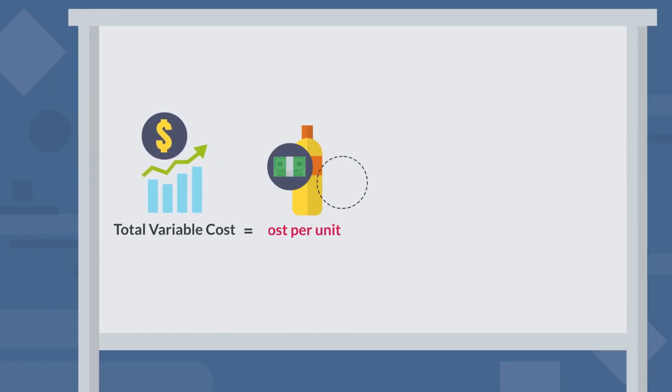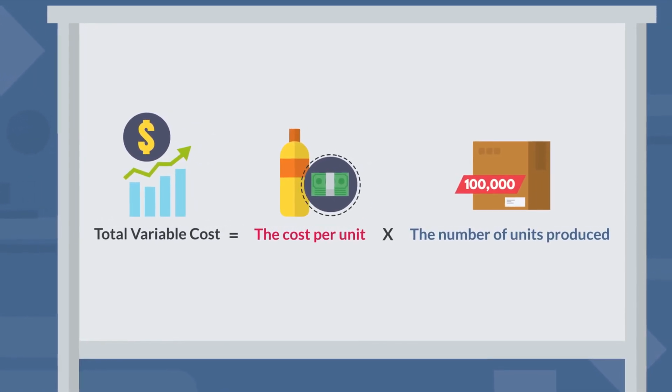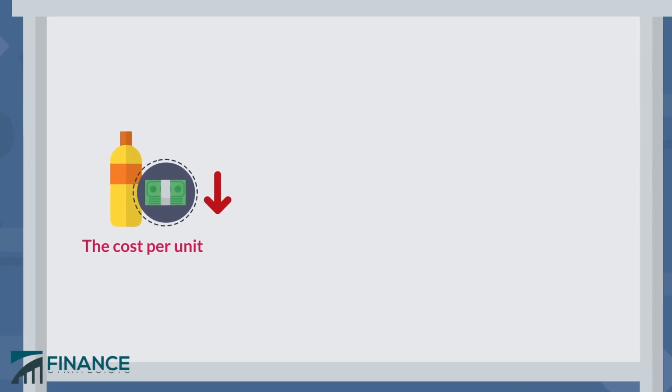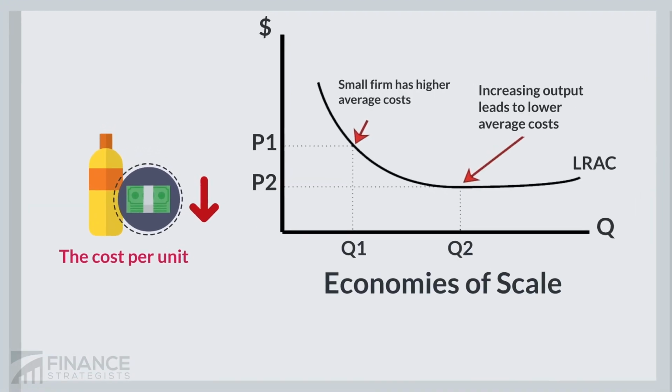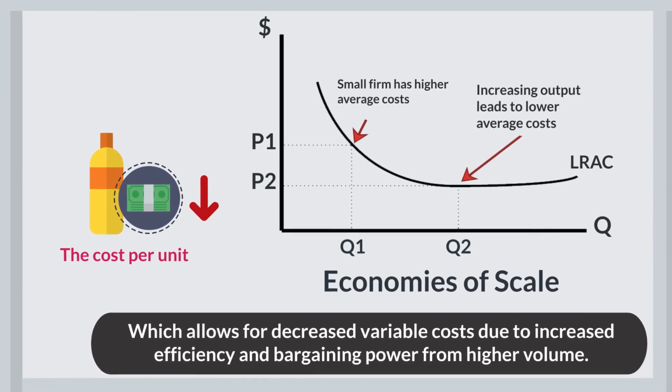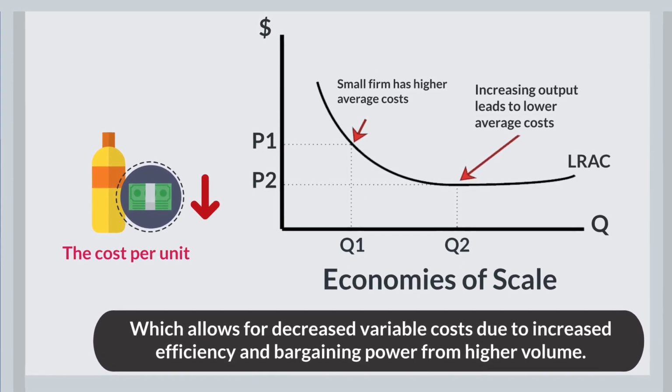To determine total variable cost, simply multiply the cost per unit with the number of units produced. It's worth mentioning that firms may reduce the cost per unit by benefiting from economies of scale, which allows for decreased variable costs due to increased efficiency and bargaining power from higher volume.